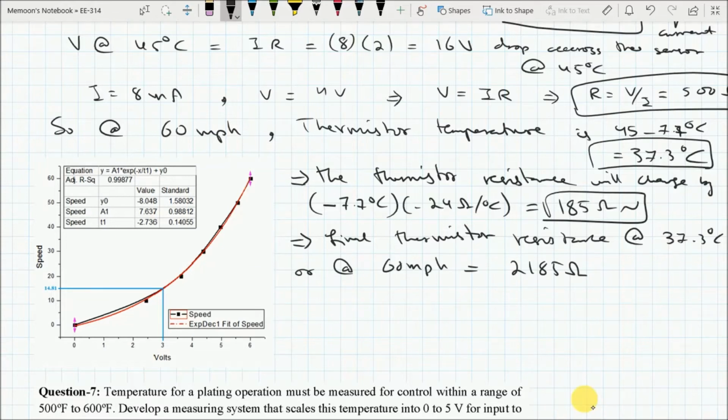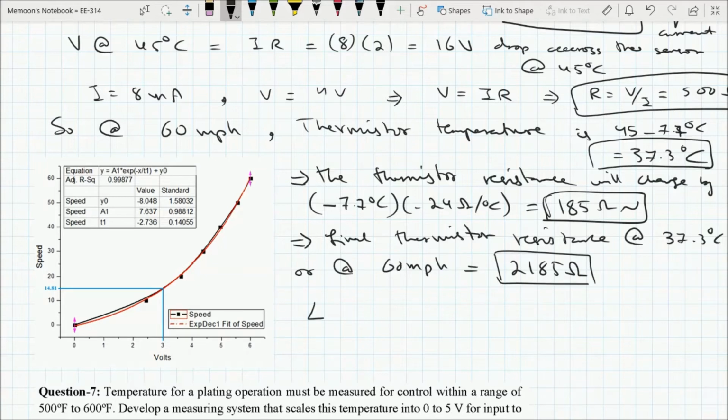The resistance will increase because both of these negative signs will cancel out, and there will be an increase in resistance, not a decrease in resistance. And we know that in case of thermistors, the coefficient of resistance with change in temperature is negative. So when the temperature increases, the resistance decreases. But when the temperature decreases, the resistance increases. And in this case, the temperature is decreasing. It is decreasing by 7.7 degrees. So the new thermistor resistance is 2185 ohms.